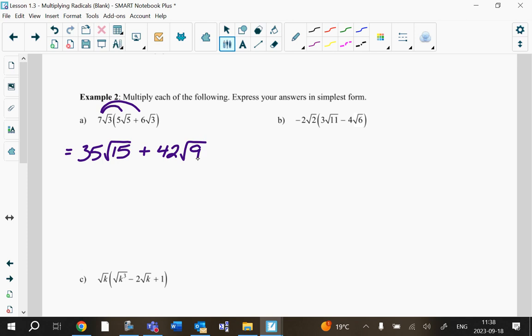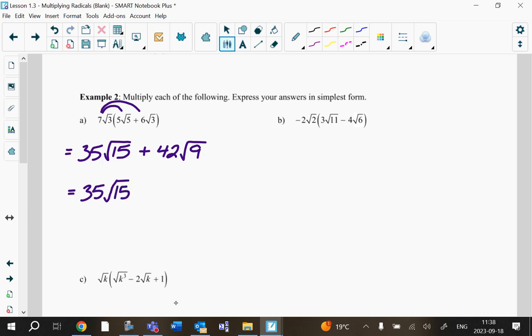Well, hang on, we're not done yet, because we have to look at simplifying. Can I do anything with the first one? No, there's nothing you can do. No perfect square goes into 15. You can't reduce it.